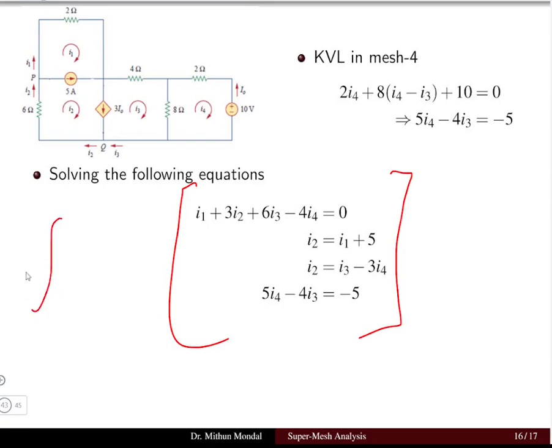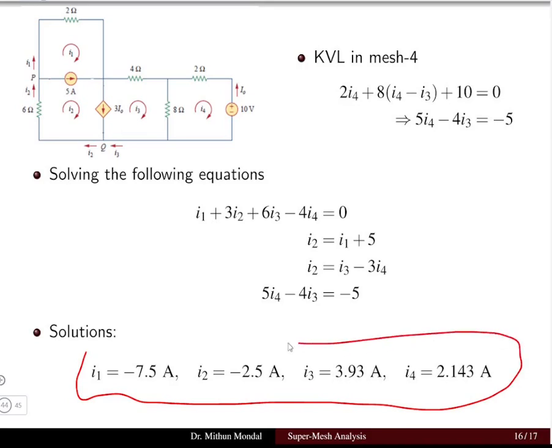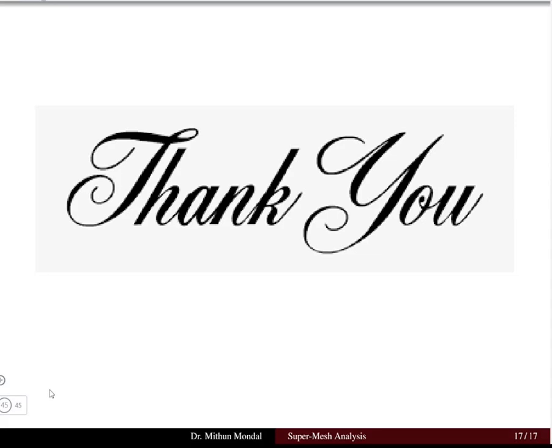So we have functions of I1, I2, I3 and I4, which are leading to the formation of four equations. So with four equations in four variables, we can get the solutions I1 to I4. Once we have got the values of I1 to I4, we can determine the power or the voltage across each particular element. So we have covered the super mesh problem.